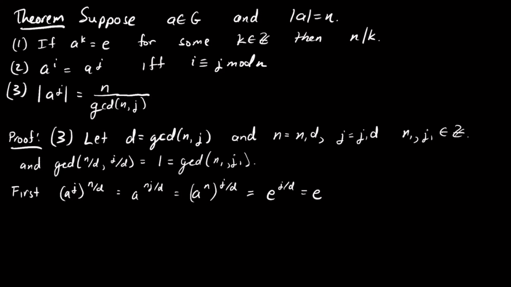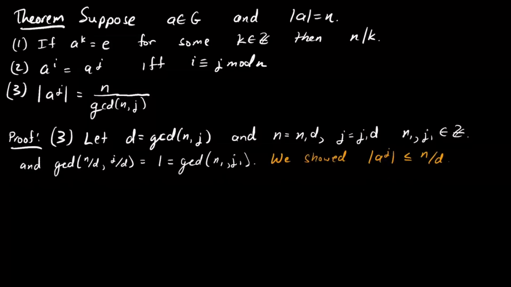So one thing that I notice now is that the order of a to the j, the thing that I'm after, is less than or equal to n over d, right? I've shown that a to the j to the n over d gives me e. So that means that the order is capped at n over d. This is kind of like my upper bound right now. What I'd like to show next is that this inequality actually goes the other way. So let's make a little bit of space and show that the inequality goes the other way.